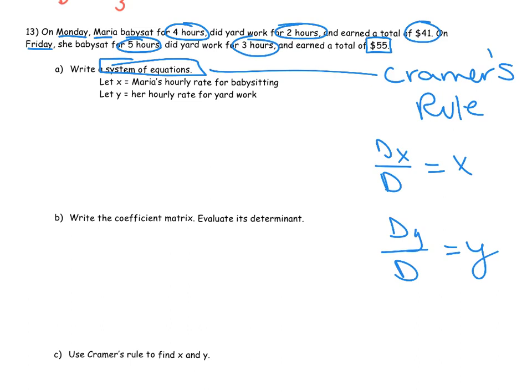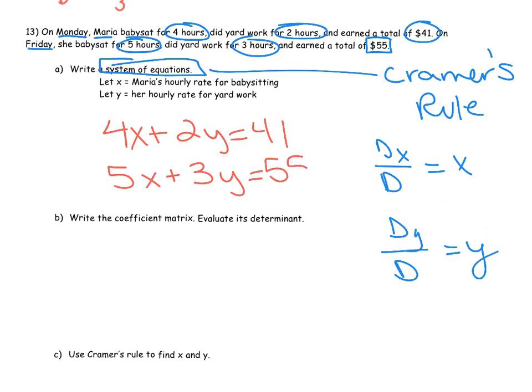Our first equation is going to look like 4x plus 2y equals 41. And our second equation is going to look like 5x plus 3y equals 55.